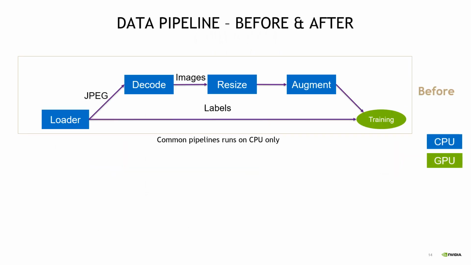So before DALI was introduced, this was the pipeline. The data loading pipeline, from the loading of the data, the decoding, the resizing, the augmentation, and then the training. The images go across the top path. So you have the JPEG, then you decode, and then you have the raw data, resize, augmentation, and these tasks were performed on the CPU, while the labels could directly go from the loader to the training, to the model.